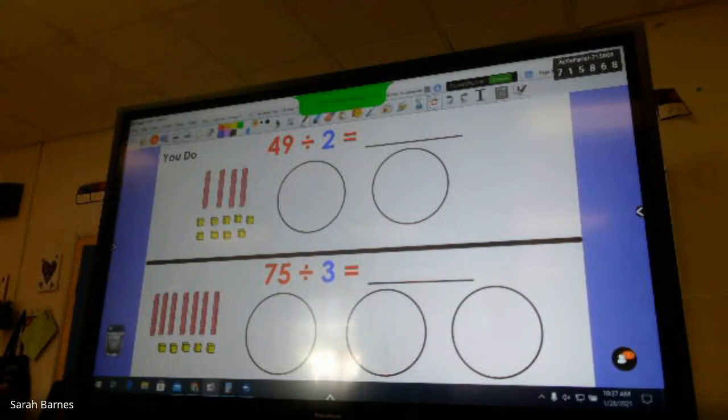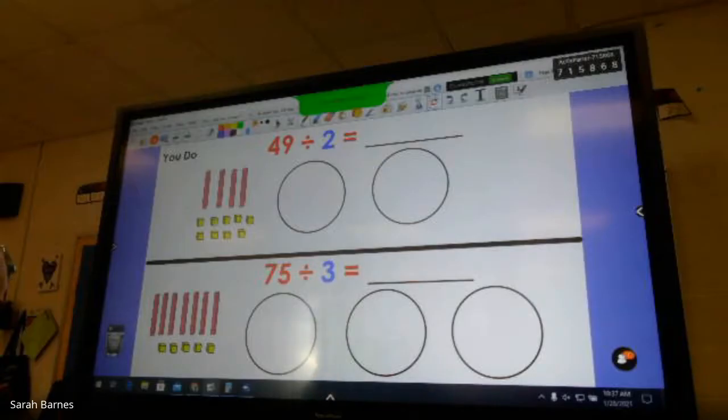I should see everybody writing and working. Once you're finished, if you will put your thumb up or put your icon up that shows you raised your hand on the computer so I know you're ready.